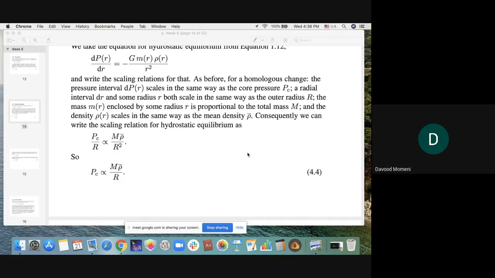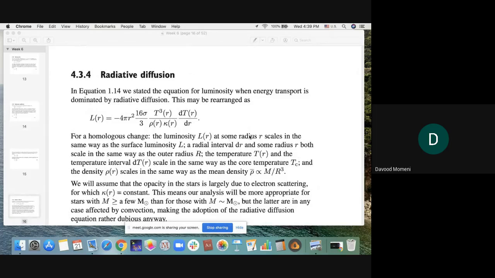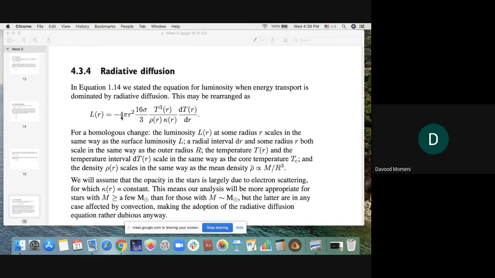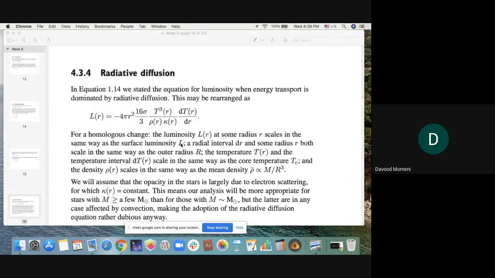All right. What about the other equation? The other equation which is left for us is the radiative diffusion equation. In this very complicated expression you see in the radiative diffusion equation, you have a luminosity, the Stefan-Boltzmann constant, the radius, temperature as a function of r, the gradient of temperature, density, and you have opacity also. So it is difficult because opacity cannot be easily scaled to anything.